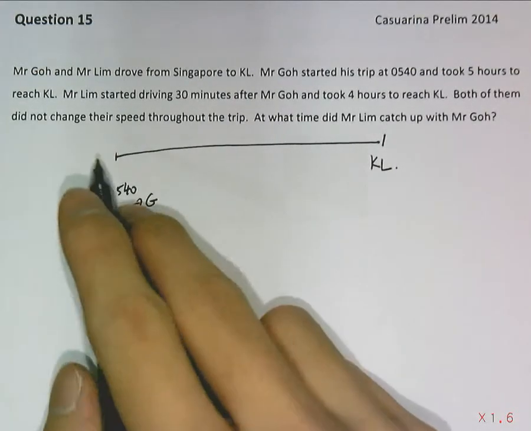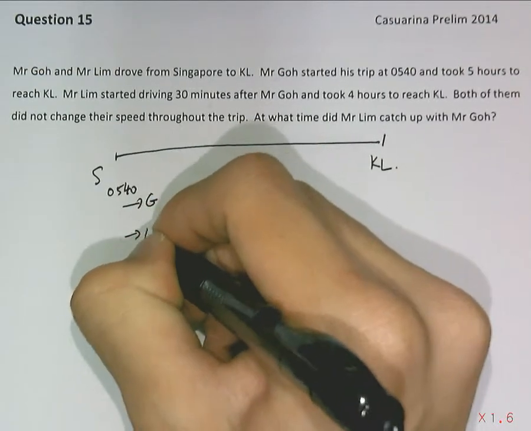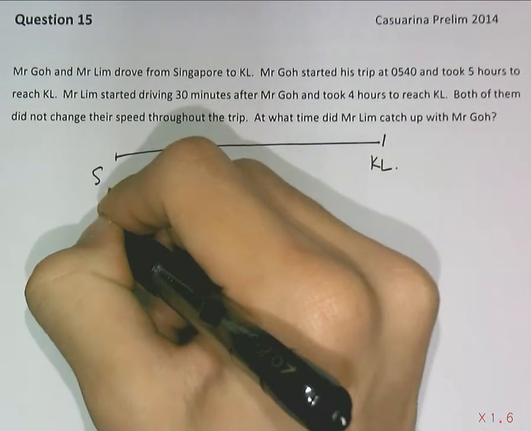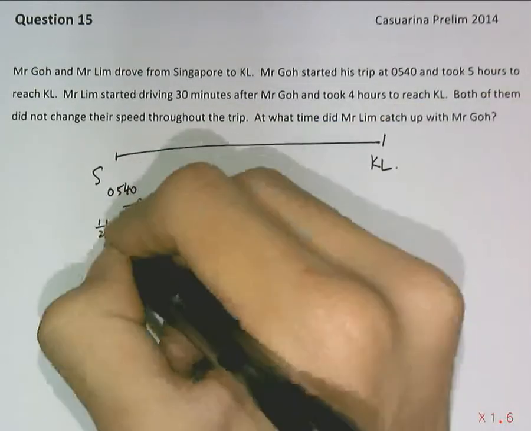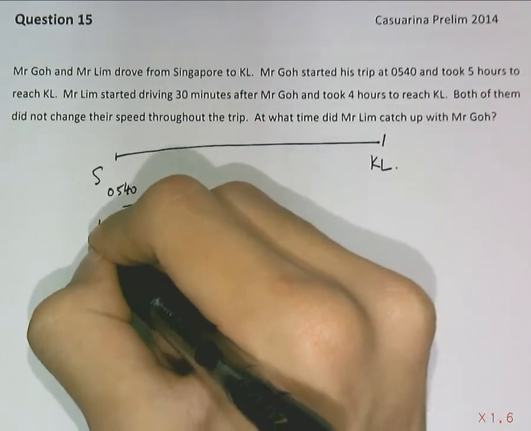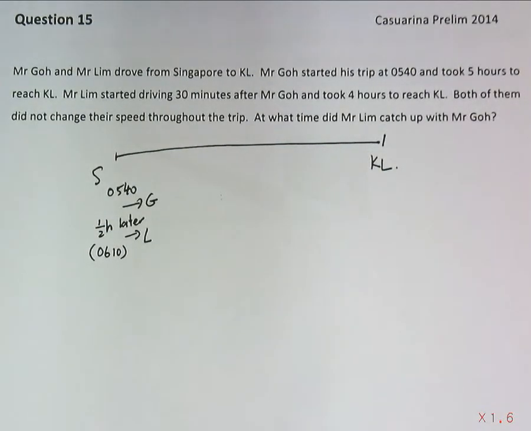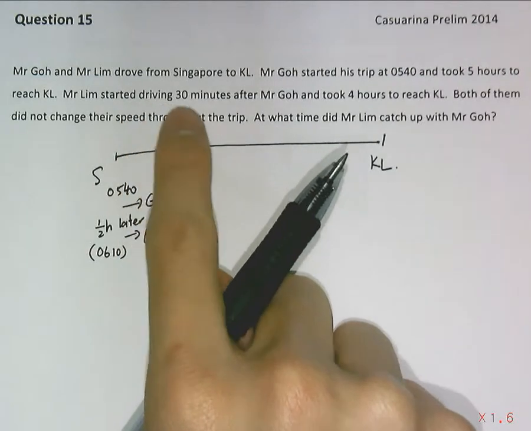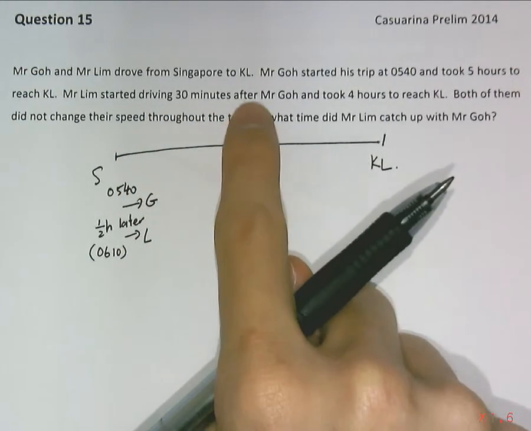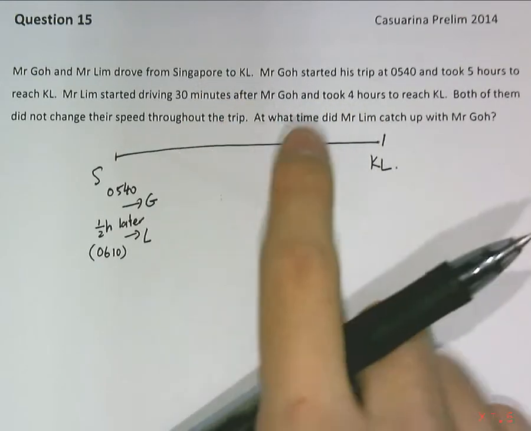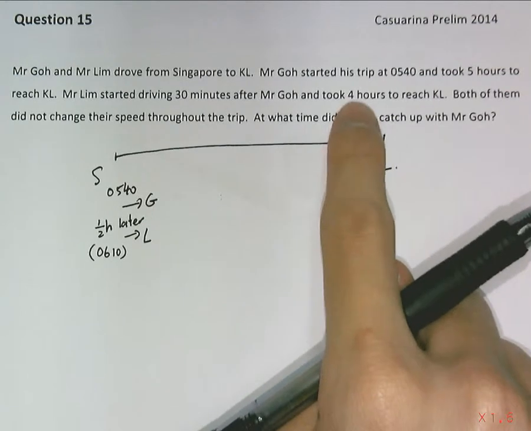Well, Mr. Lim will start 30 minutes later. So Mr. Lim, yeah, it's okay if you put half an hour later, or you just write down the correct timing, which is 6:10 a.m. Alright, so Mr. Lim will start driving 30 minutes after Mr. Goh. And Mr. Goh will take 5 hours to complete this entire journey, while Mr. Lim will take 4 hours.